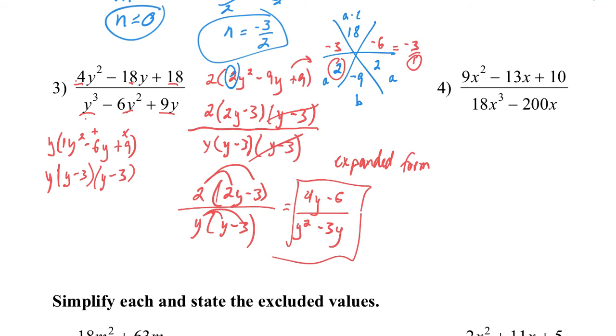Then the second part of the answer goes back and sets each of these factors equal to 0. So you have y equals 0, y minus 3, and y minus 3. Now, that second one, minus 3, is going to be the same, but if they're different, you could have 3 different answers for this. So y is going to equal 0, and then y minus 3 equals 0. So y would equal 3. So there's your two excluded values.